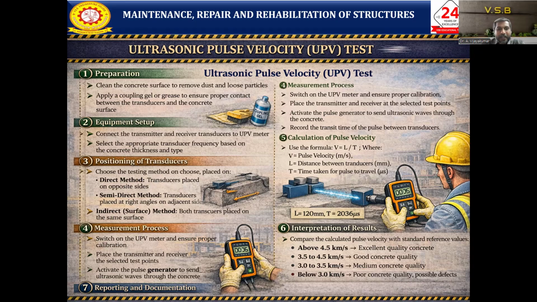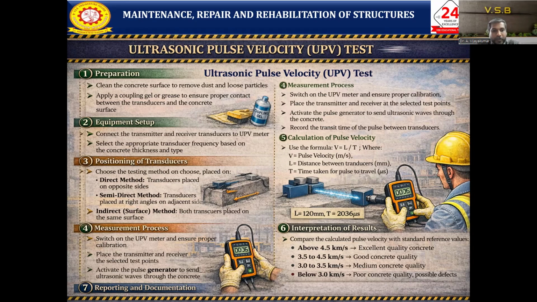In the semi-direct method, the transducers are placed at right angles or on adjacent sides, one in this direction and one in that direction, longer direction or shorter direction. The third one is the indirect surface method: both transducers are placed on the same surface, in the length direction or the short direction, and we can assess the concrete structure. So three methods are available for positioning the transducer to assess the damage of the structure, and the choice depends on our call, which method is suitable.